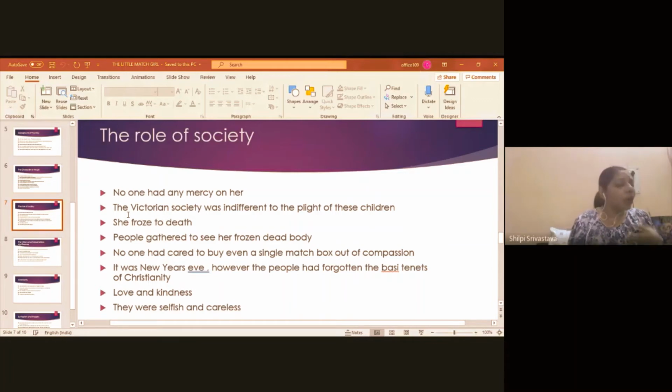Today, if we go on a road and we see a child who's very poor, especially on a winter evening, out of kindness, what do we do? We sometimes give away our old clothes to the child, or maybe we give some money to the child or something to eat. But look at the society at that time. People did not notice her, people did not help her. The Victorian society was indifferent to the plight of these children.